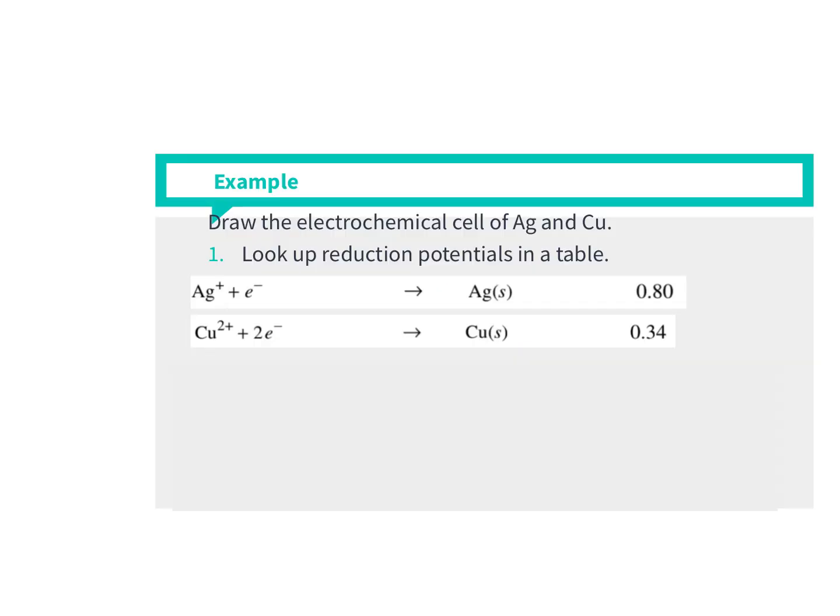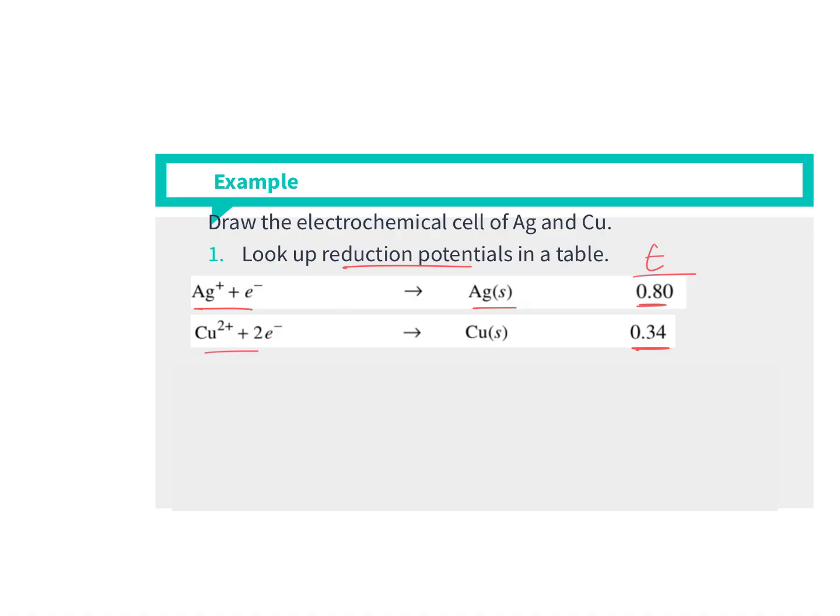So let's look at another little example here of how we can draw up an electrochemical cell or understand how an electrochemical cell will work for this silver and copper cell. And so first we would just look up the reduction potentials in a table. We can see that the reduction of silver, Ag plus an electron to make Ag solid, has this reduction potential of 0.8. For copper, we just saw its reduction potential is 0.34.